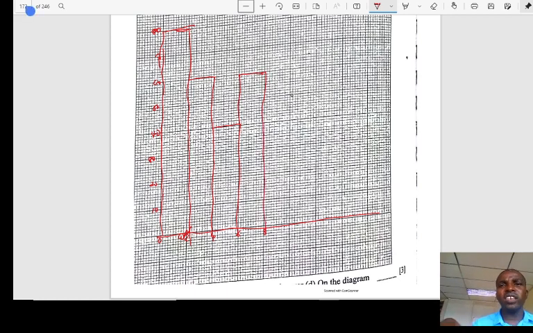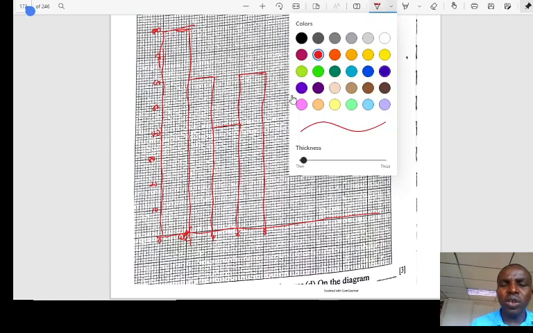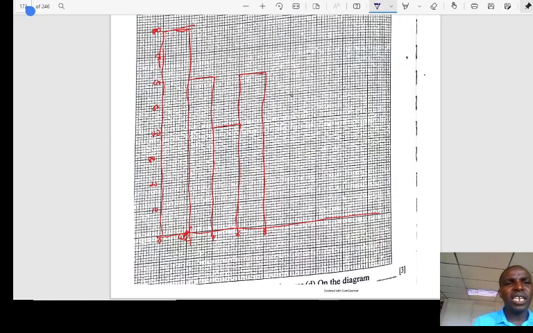Then to draw the frequency polygon now, you mark the midpoints. The midpoints like here, this one is the midpoint here. Then this one is the midpoint here. This is the midpoint. Then you join the midpoints. That's the frequency polygon. You are done.